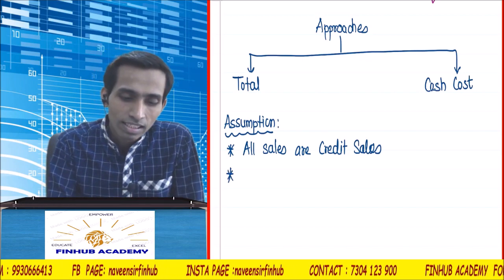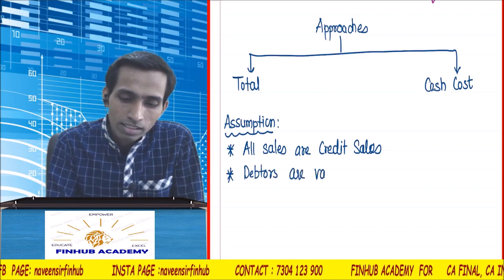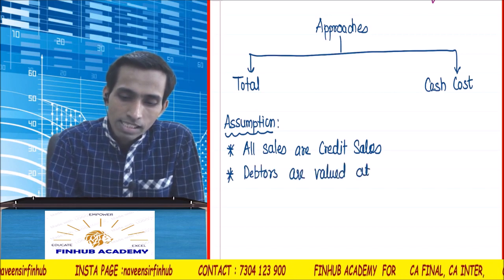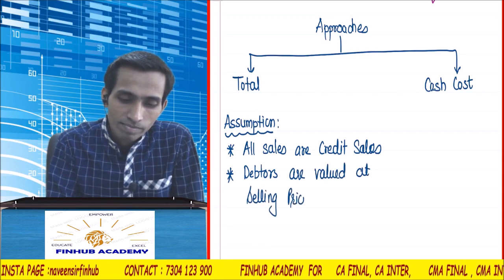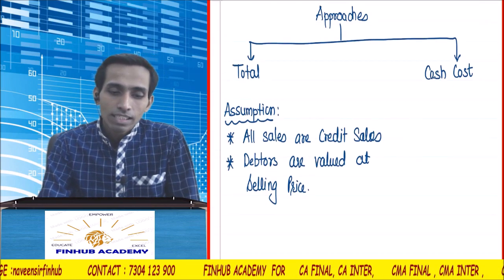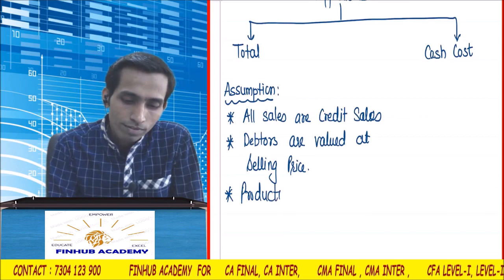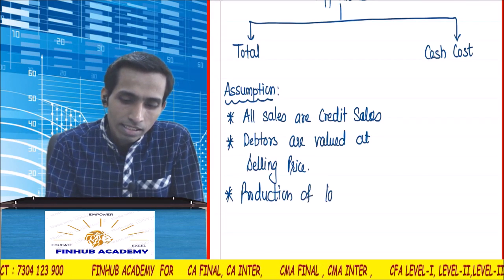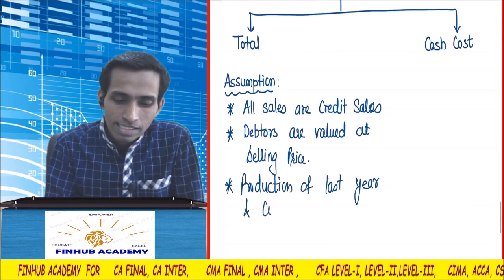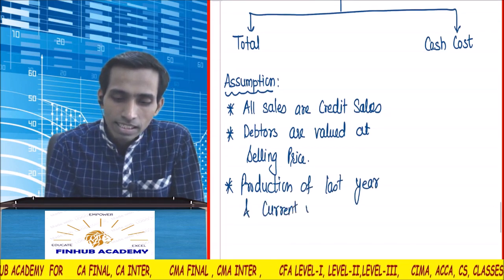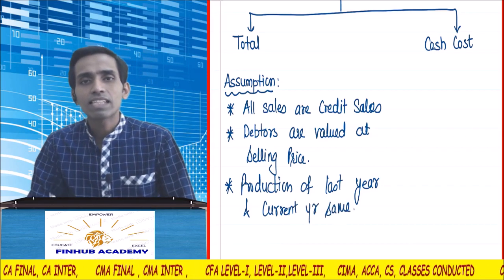Second thing, why is it called total? Debtors are valued at selling price. If they say that production of last year and current year is the same, you should follow what? Total approach. If these sentences are there, then only.